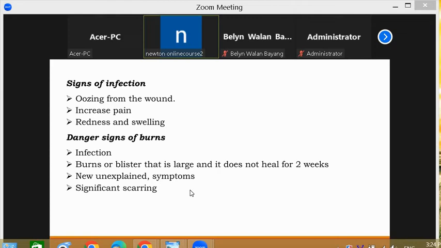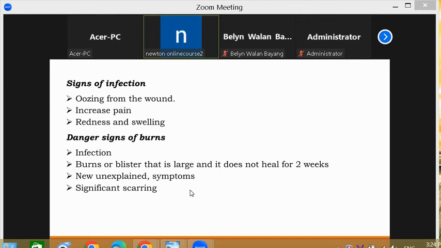Next one is dangerous signs of burn. So what are the dangerous signs? First one is infection. So we know the infection signs and symptoms. So infection is one major danger sign of burn, and also the patient will be having large burns or blisters, or the burn does not heal for 2 weeks. So whatever care you are given to the patient, it will also not heal.